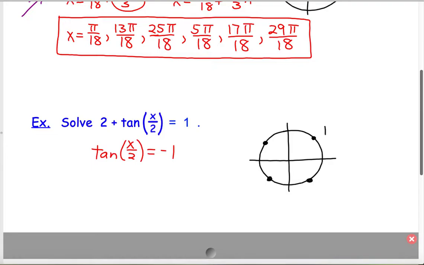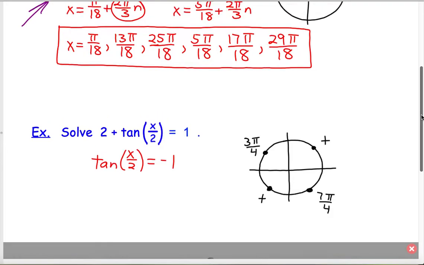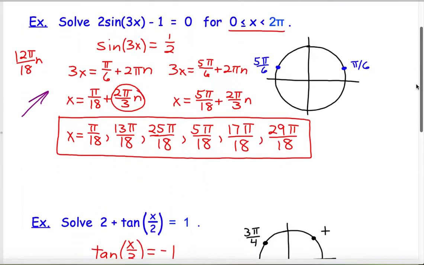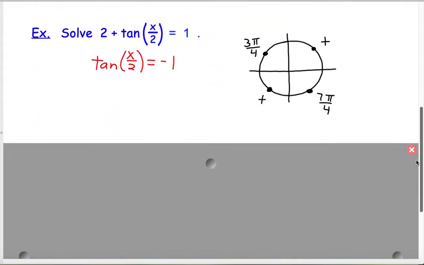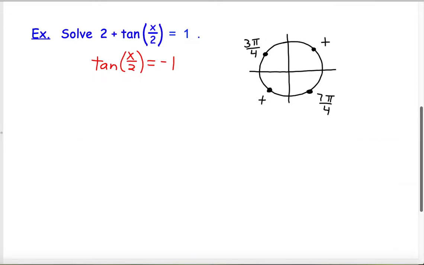But here the tangent is positive in the first and the third quadrant, because the sine and cosine have the same sign. But it's negative in the second and the fourth quadrant, so 3 pi over 4, and down here at 7 pi over 4. Now, this did not give us any restrictions. So unlike the first one where it said x is between 0 and 2 pi, we have no restrictions, so we have to keep that in mind.